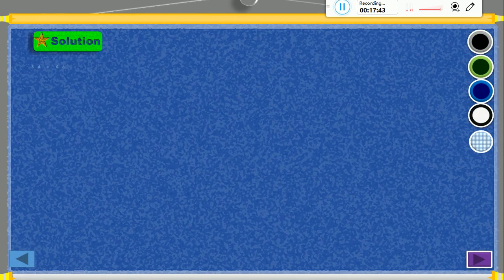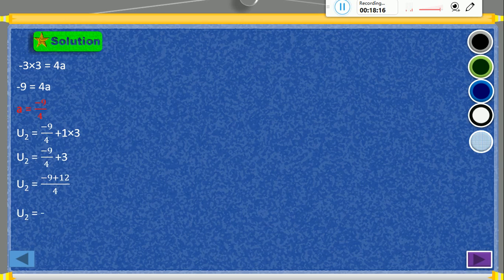Minus 3d is equal to 4a. Putting in the value of d, minus 3 times 3 is equal to 4a. Minus 9 is equal to 4a. So a is equal to minus 9 over 4. That's the first term. Therefore, the second term will give us minus 9 over 4 plus 1 times 3, the common difference. Simplifying that, the second term is equal to 3 over 4.